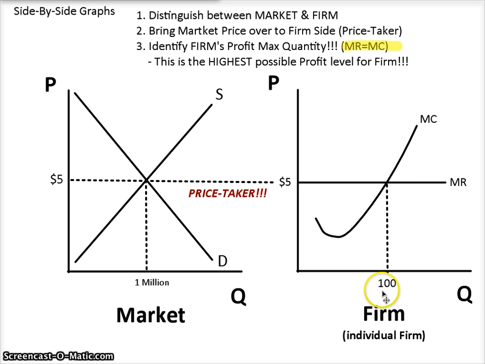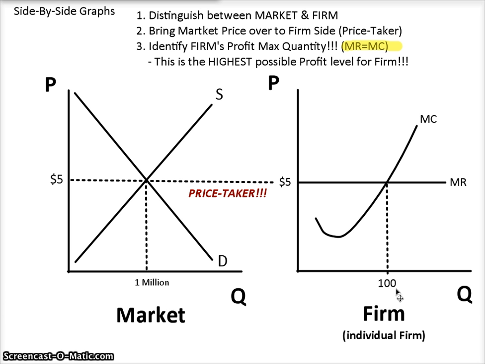This firm wants to produce 100 units. That is profit max. If they made 99 units, they're not making maximum profit. If they make 101 units, they're not maximizing profit. They need to be at 100. Therefore, this firm is going to produce 100 units. It is the only decision-making possibility for the perfectly competitive firm.